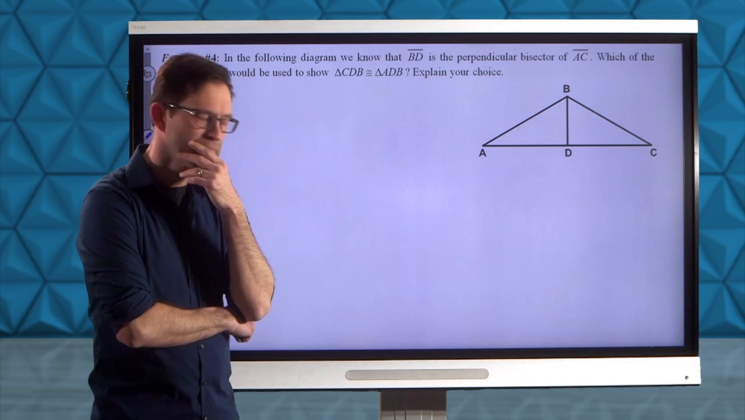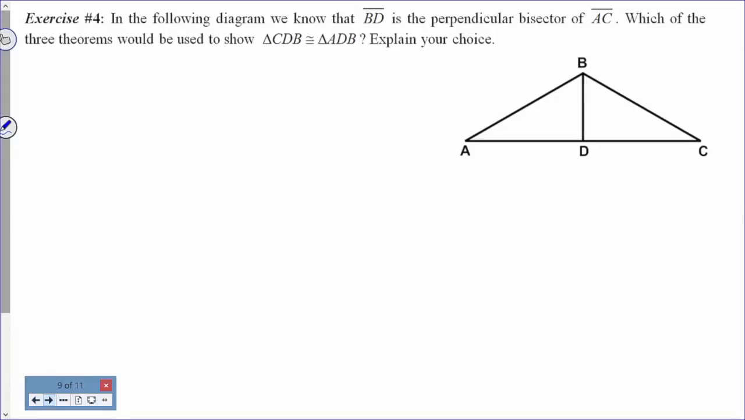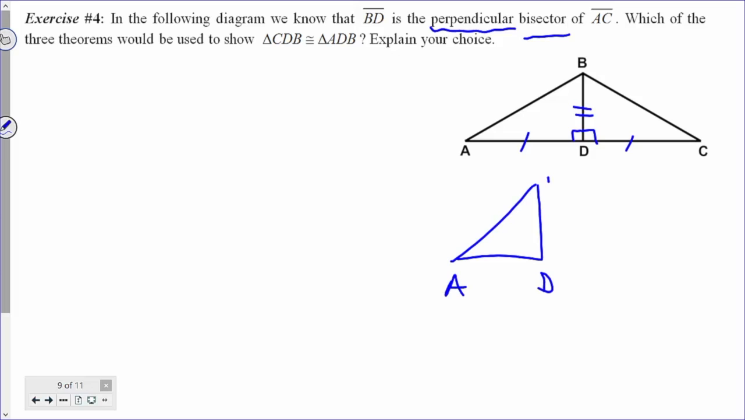All right, let's take a look. Well, let's mark up our diagram. We know that BD is the perpendicular bisector of AC. The fact that it's perpendicular tells me that this angle and this angle are right angles. The fact that it's a bisector tells me that AD is congruent to DC. That's all I get out of that given. That's all I was really told. But we have a shared side, which is this side. Now, if you don't see it yet, it never hurts to draw the two triangles separately. We have ADB, like this, and we have BDC, like this.